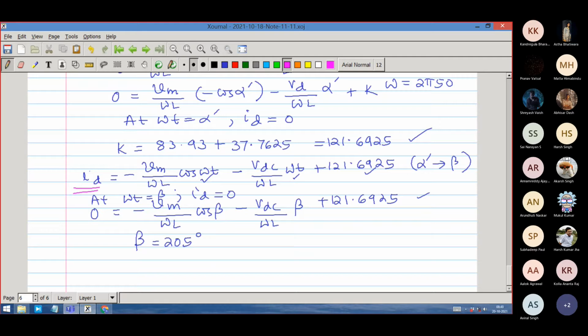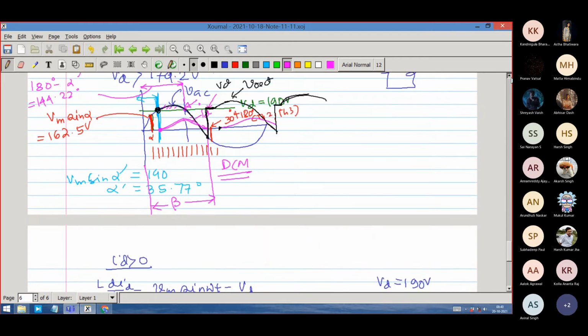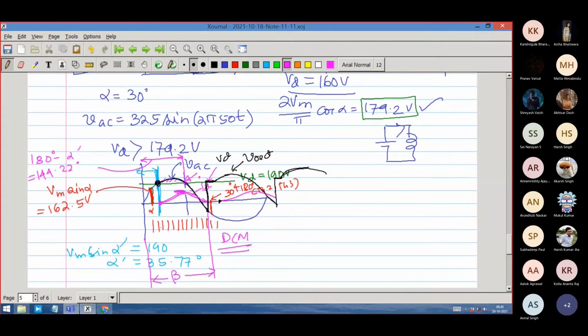So what we'll do is do it in another way. That is our classical way, or conceptual way. The conceptual way is, I need to know what is the peak value of the current. I know the peak value of the current is achieved when it is reaching an angle of 180 degree minus alpha dash. This angle is alpha dash, and this angle is 180 degree minus alpha dash. So at that instant it must be reaching the peak value.